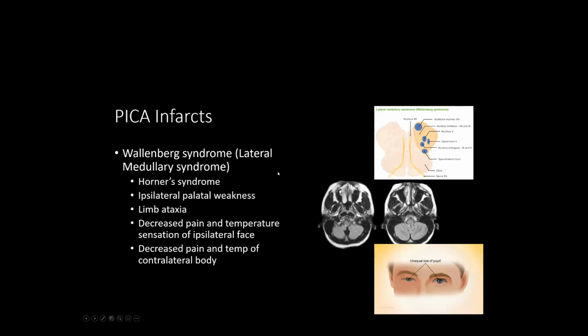But basically, it consists of this lateral portion of the medulla, which is on the MRI here, this little tiny spot right here. And these folks will have a Horner syndrome, which remember is miosis, ptosis, and loss of pain and temperature on the face, as well as ataxia because of the spinocerebellar tract involvement, and then palatal weakness, which is probably because of the nucleus solitarius, the 7 and 9.